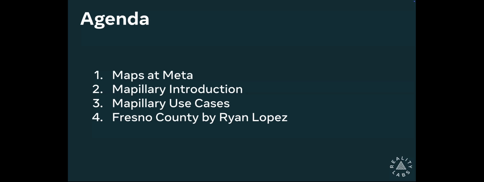So this is our agenda for today. I'm going to cover maps at Meta and what we are doing, why we are doing it, and what tools we are maintaining for the OpenStreetMap community as well as other open mapping communities. Marcy will be covering a Mapillary introduction. Chad will talk about some of the use cases where our community utilizes Mapillary. Then Ryan will be sharing his and his organization's experience at Fresno County, how street level imagery has been an important tool for them to solve their problems.